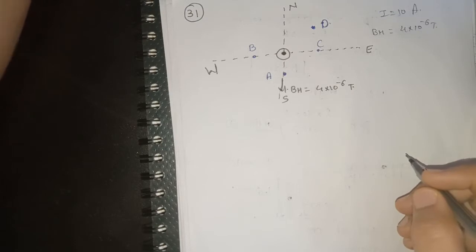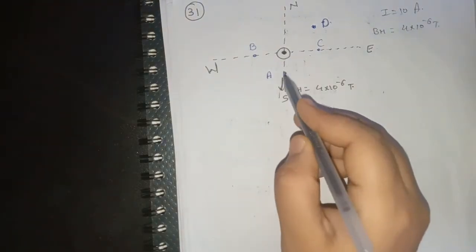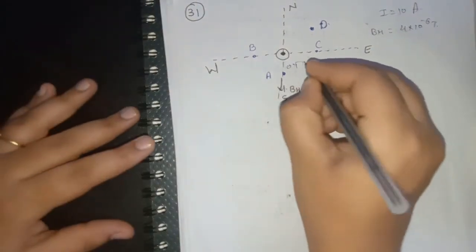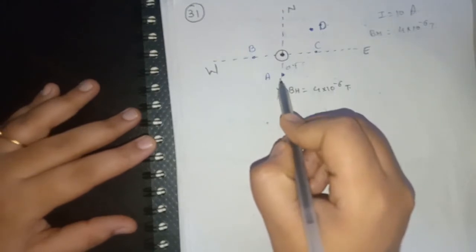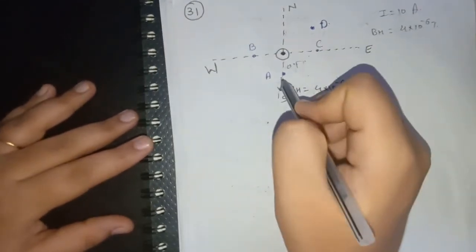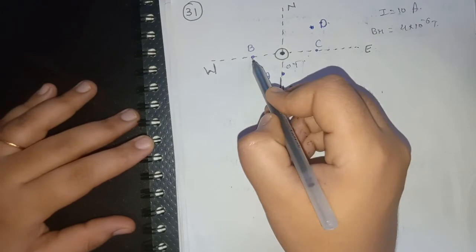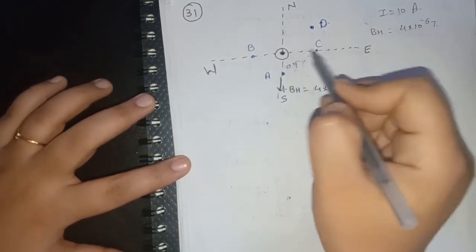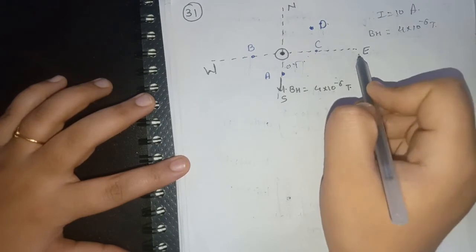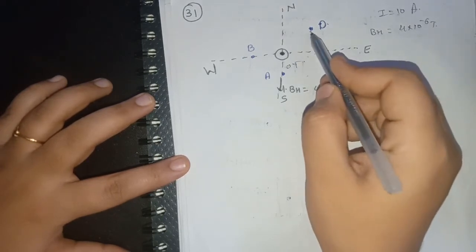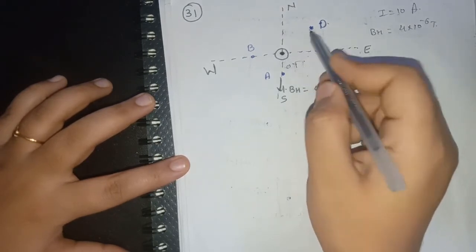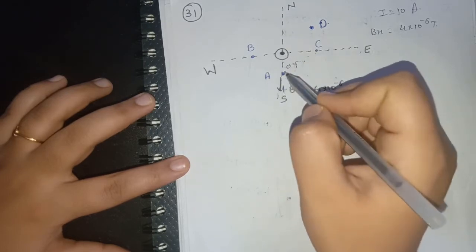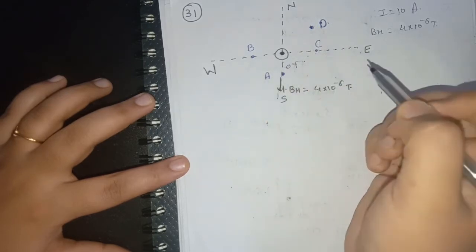The first point is at 0.5 meter south of the conductor. Second point is 0.5 meter on the west of the conductor. Third point is 0.5 meter on the east of the conductor. And fourth point is 0.5 meter on the northeast of the conductor. Let's say the 4 points are A, B, C and D.